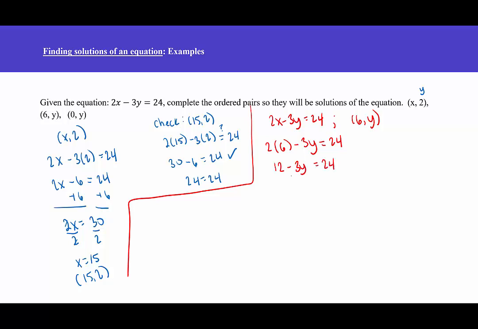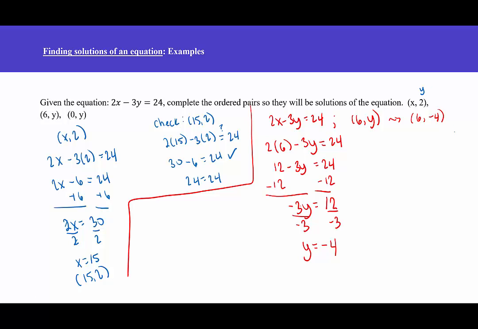So now I want to isolate the term containing y. There's a 12 being added, so I'll take away 12 from both sides. And I get negative 3y equals positive 12. This is being multiplied, right? This is negative 3 times y. So I'll divide both sides by negative 3. And I end up with y equals, positive divided by negative is negative, 12 divided by 3 is 4. And there we have it. So this time the ordered pair would be (6, -4). This would also make a true statement if I were to check my work.